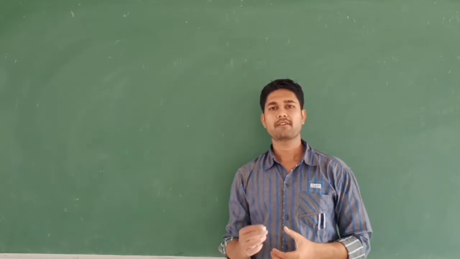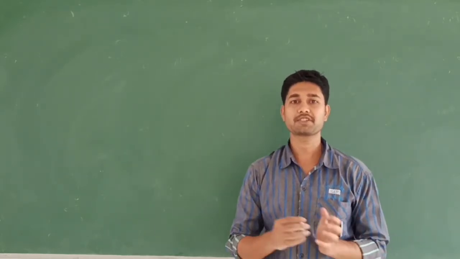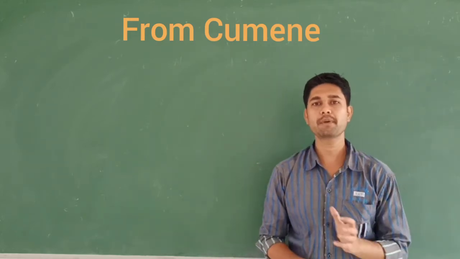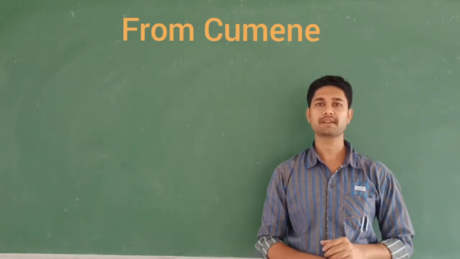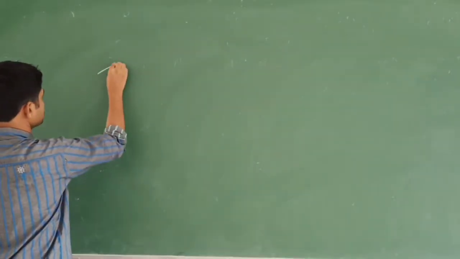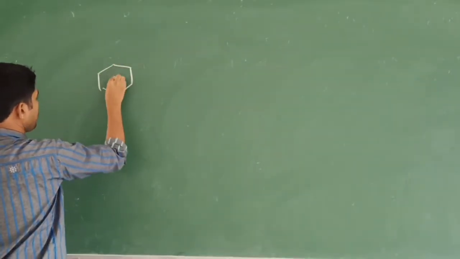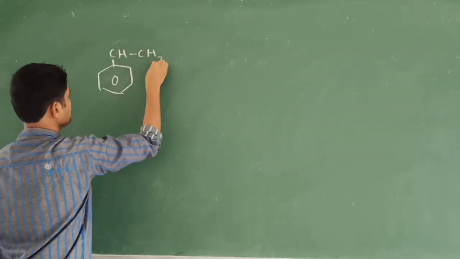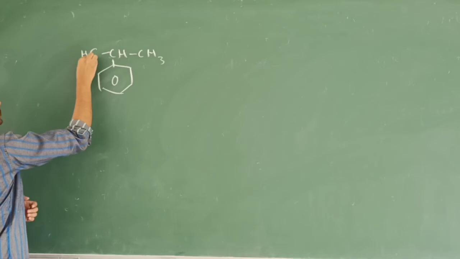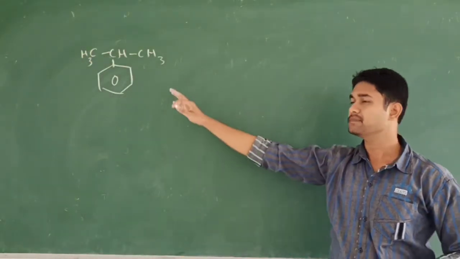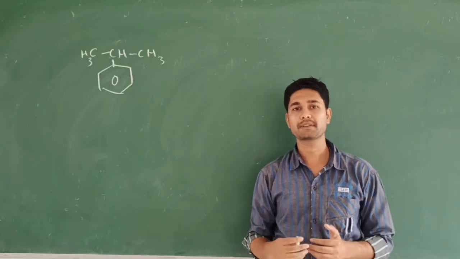And the next method of preparation of phenol is the commercial method, I mean the manufacturing process. Here we are going to use the cumene compound. Cumene is nothing but isopropyl benzene. So this isopropyl benzene we are going to call cumene. From this cumene we are going to obtain the phenol compound.